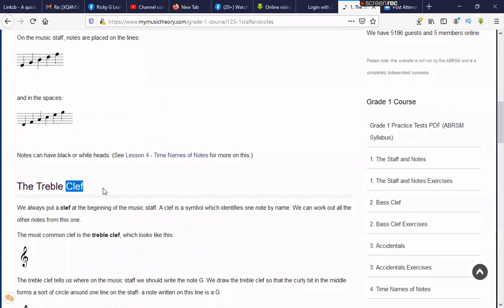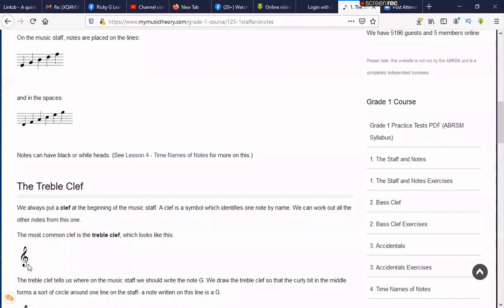So we'll basically be talking about it now. I have about 4 minutes more. This is the clef, the treble clef. Treble clef is also called the G clef. We always put a clef at the beginning of the music staff. A clef is a symbol which identifies one note by name. We can work out all the other notes from this one. The most common clef is the treble clef, which looks like this.